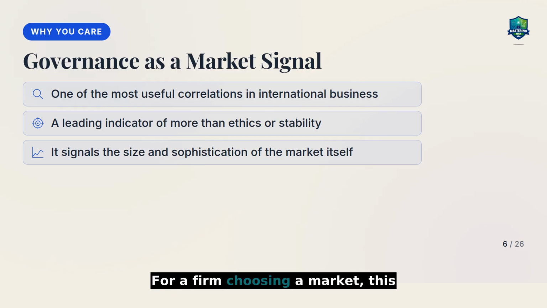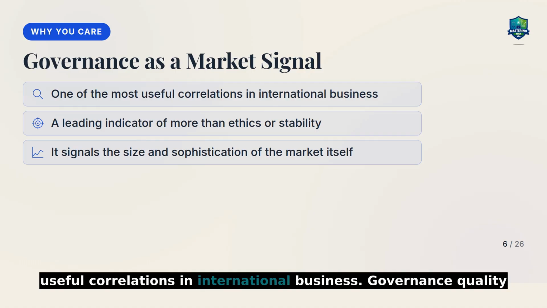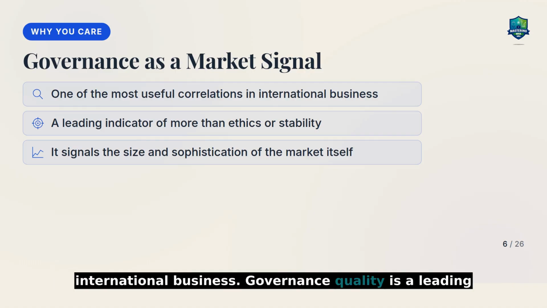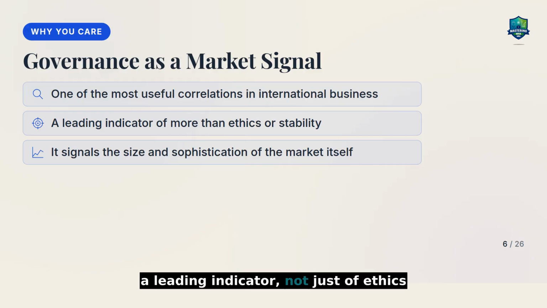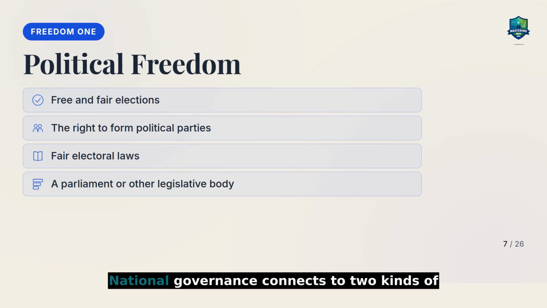For a firm choosing a market, this is one of the most useful correlations in international business. Governance quality is a leading indicator not just of ethics or stability, but of the size and sophistication of the market you're entering. National governance connects to two kinds of freedom.